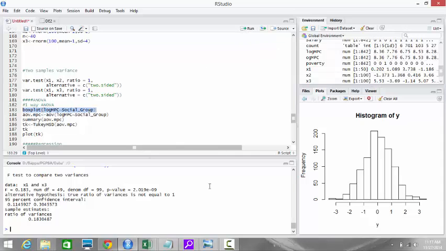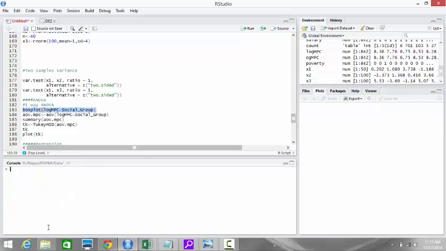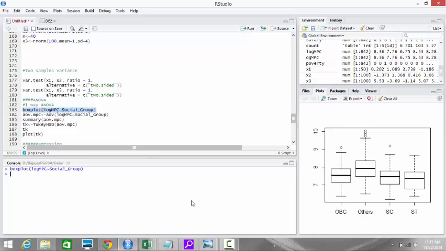Okay, now before we do that, let me clear the plot area. I can also clear the console by pressing Control L, and let's do a box plot. And this is what we get.